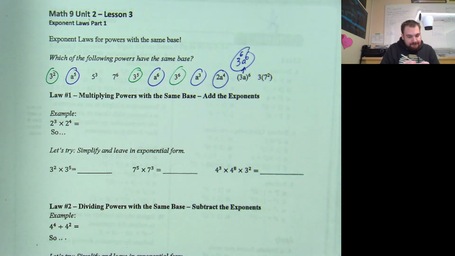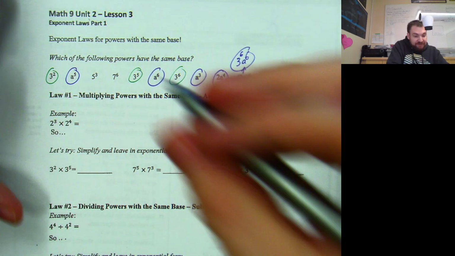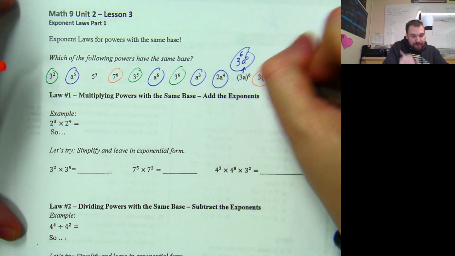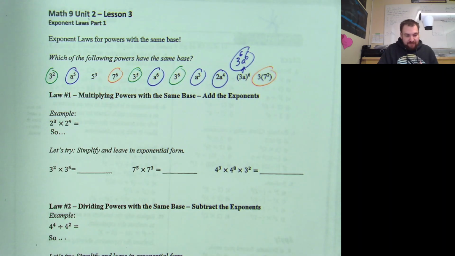Okay, any other ones? Angel, sorry. 7 to the power of 6 is the same as? You betcha. So those two, and then the 5 cubed is on its own. Okay, fantastic.